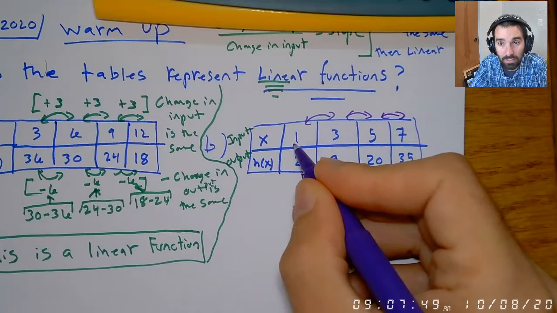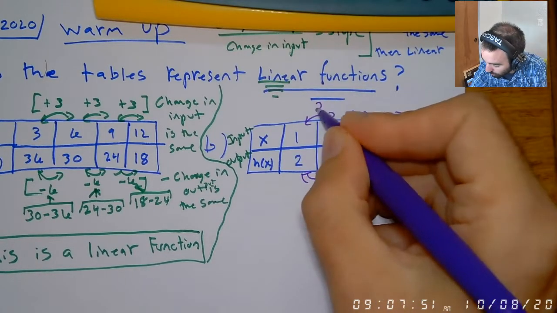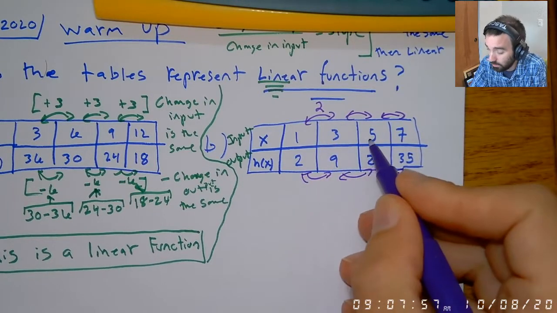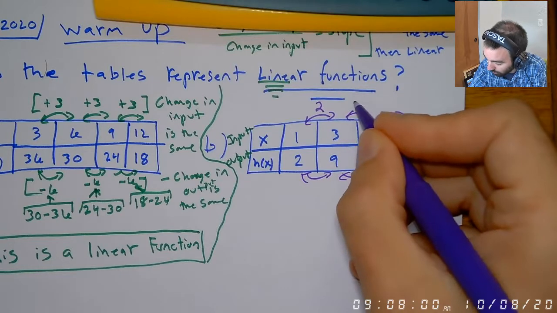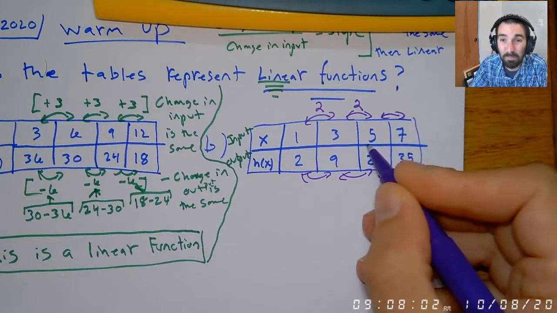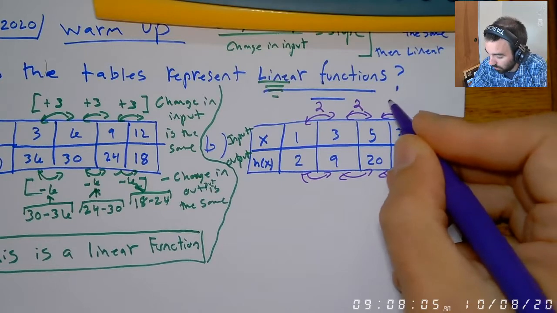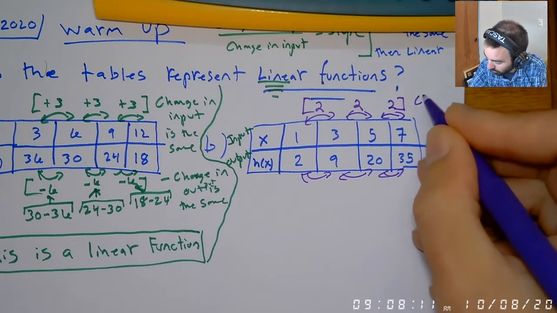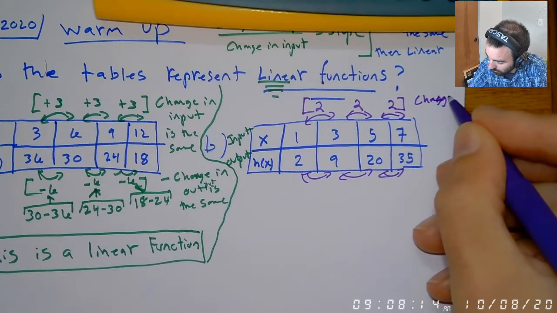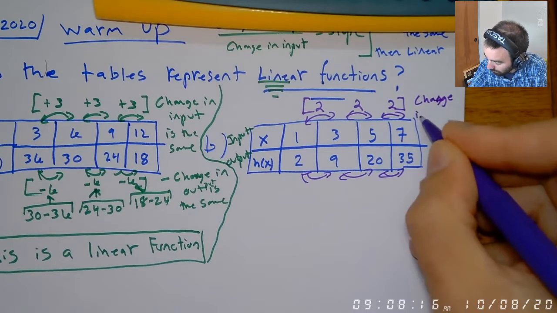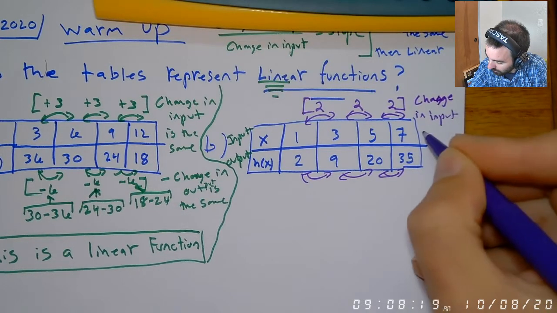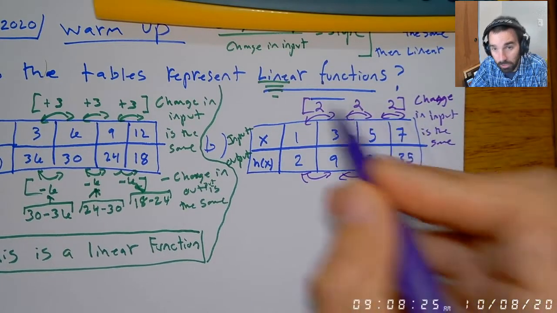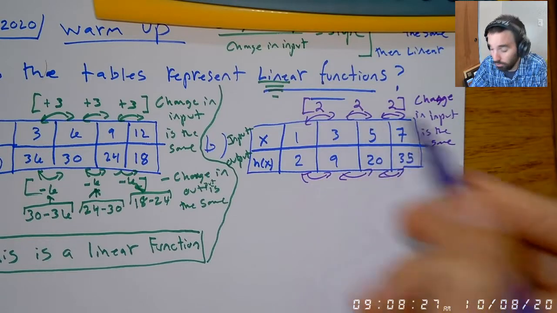So I go 3 minus 1. 3 minus 1 is 2, right? So double check it. 1 plus 2 is 3. Cool. Okay. Next one. 5 minus 3. That's also 2. Okay. 7 minus 5. That's also 2. So it looks like our input is all the same, right? So change in input is the same. Okay, change in the input is the same. So all the changes in the inputs are 2.